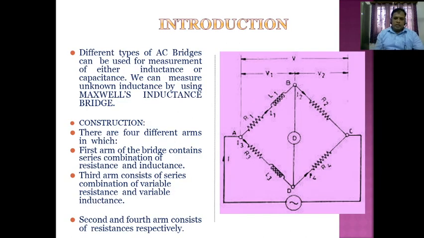Now we will see Maxwell's inductance bridge, which is used to find out the unknown inductance. Different types of AC bridges can be used for the measurement of either inductance or capacitance, and now we can measure the unknown inductance by using Maxwell's inductance bridge.